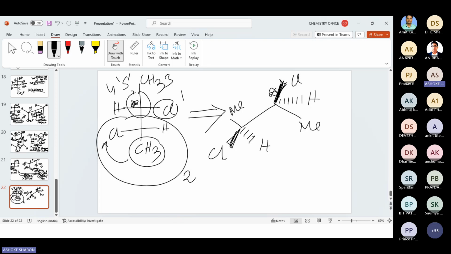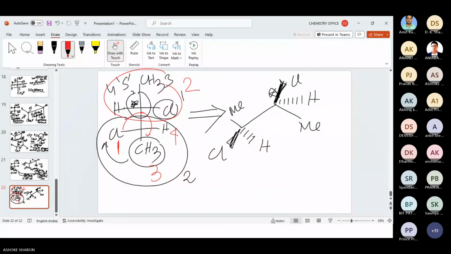Similarly, if you consider from that perspective, I am changing the color. This is 1. This group will be 2. This is 3. This is 4. Now it is rotated like this way, 1 to 2 to 3. So it is again a clockwise rotation. But hydrogen is in this position, so it will be again S.